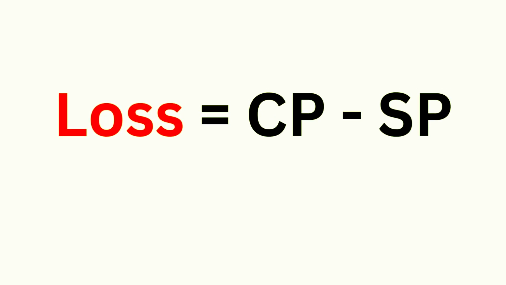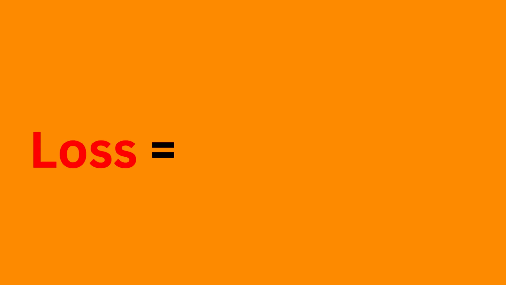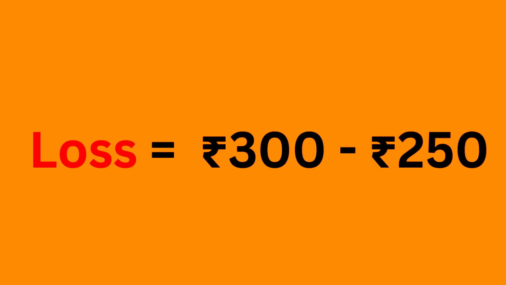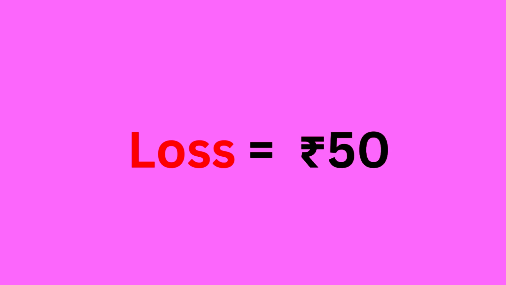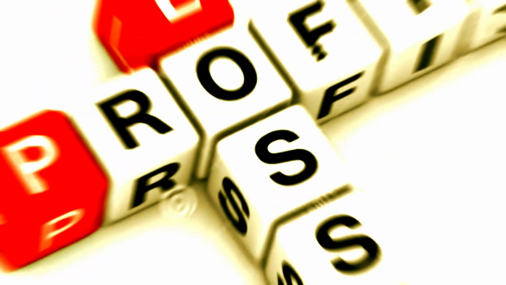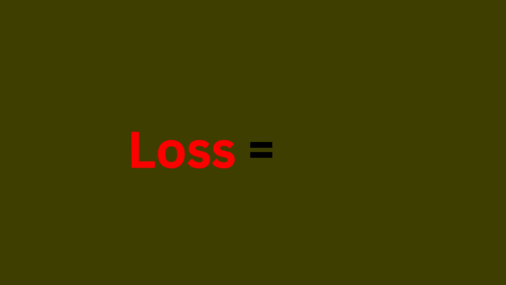Applied the correct formula. You correctly used the formula loss is equal to CP minus SP to calculate the loss. Perform the calculation. Your subtraction of 250 rupees from 300 rupees was accurate, resulting in a loss of 50 rupees. Therefore, Aman incurred a loss of 50 rupees on the cricket bat.